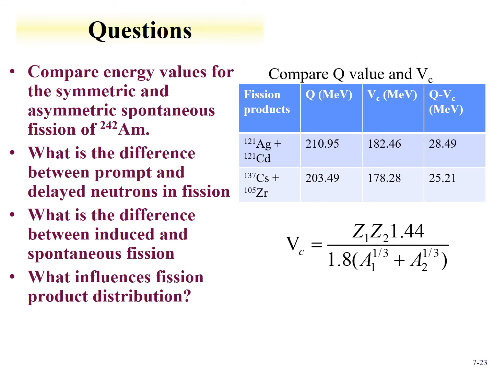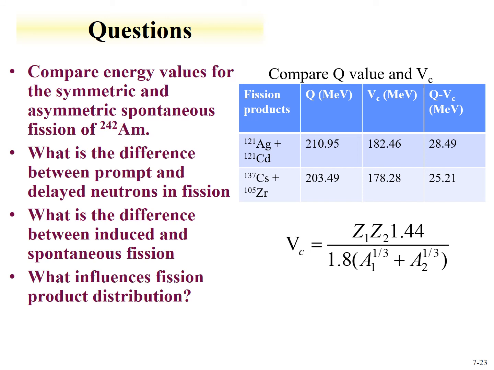So for the Coulomb barrier, we could use this equation, which is just related to the Z of the two fission products and the A of the two fission products. And all this says is what sort of charge one would find due to the Coulomb repulsion if the two fission products were just touching, and assuming that they're spherical. The other thing we need to do is talk about the fission of americium-242 and evaluate symmetric and asymmetric.